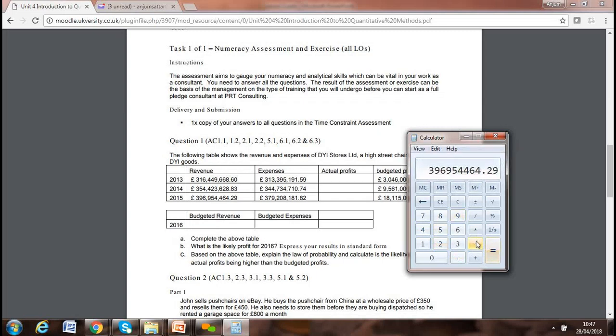and then we'll do minus 354, 423, 628.83. Yes, so that's the difference, should be. Actually, I maybe put in the wrong figure. Then divide by the base year, which was 2014. So I'm looking at the change in 2014.